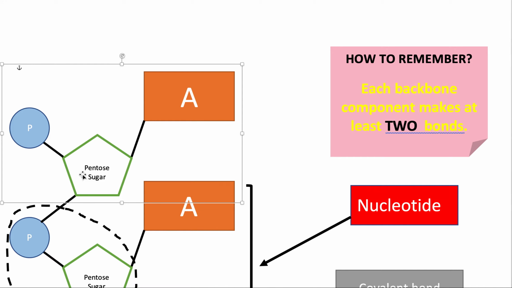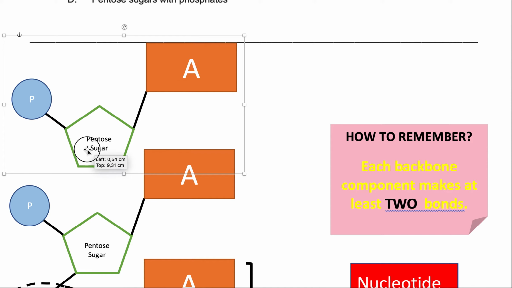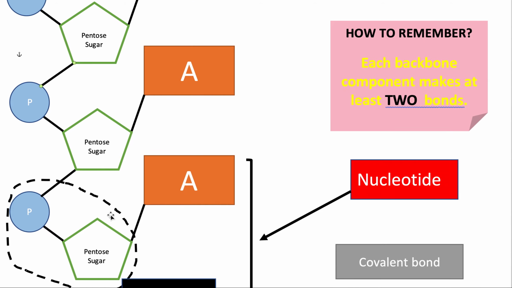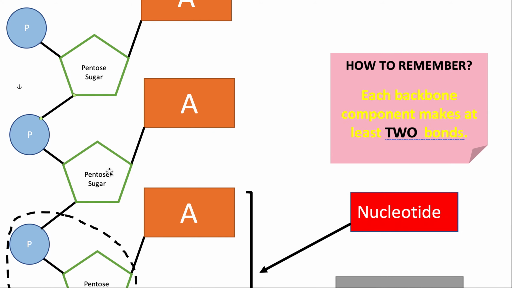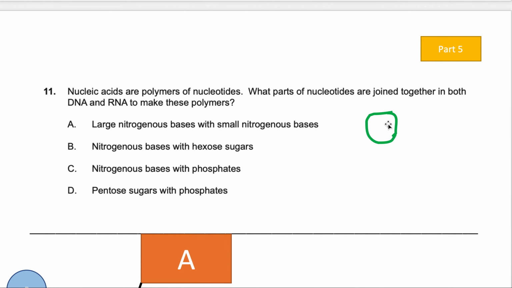Say we had another one. How would this work? Using the same idea, we know the backbone needs to make at least 2 bonds each. Right now the pentose has 2 bonds, the phosphate does not. Now the phosphate has 2 bonds, so it's fulfilled. That's the only way in which it links. Now you're starting to form a chain. You're starting to form a nucleic acid, as the question stated. So let's look at the options now.